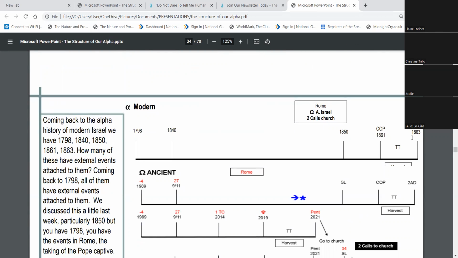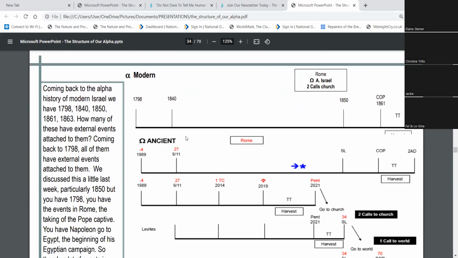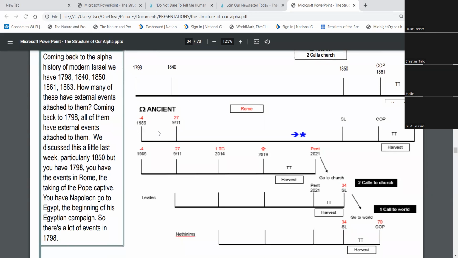How many of these have external events attached to them? Coming back to 1798, all of them have external events attached to them. We've discussed this a little last week, particularly 1850, but you have 1798. You have the events of Rome, the taking of the Pope captive. You have Napoleon go to Egypt, the beginning of his Egyptian campaign. So there are lots of events in 1798.